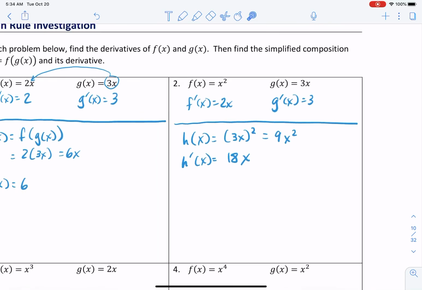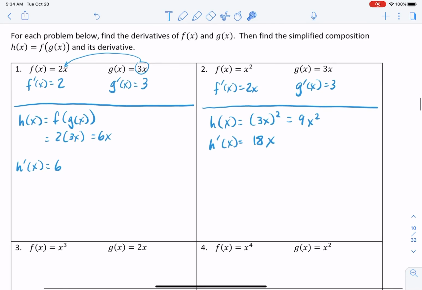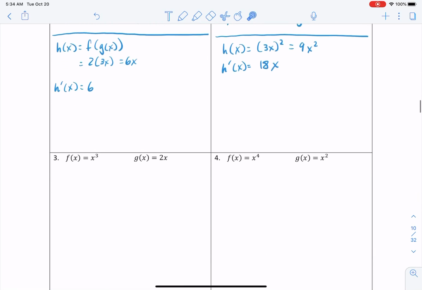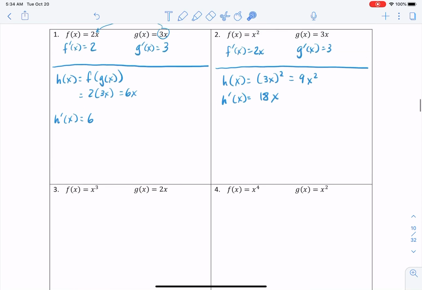Okay, so what I would like for you to do is to continue this process, and maybe you're going to pick up some sort of pattern between all of these little things. So again, on 3 and 4, take the derivatives of each of these two functions, f and g, find the composition h of x, where you're taking g of x and plugging it into f of x, and then find its derivative. See if you can relate all of those things together.